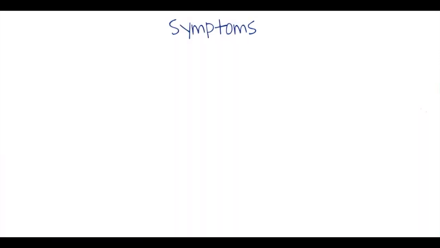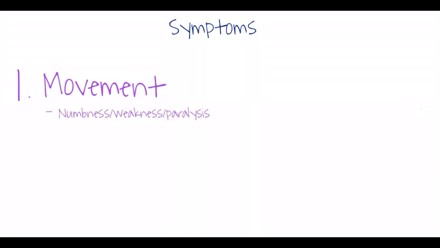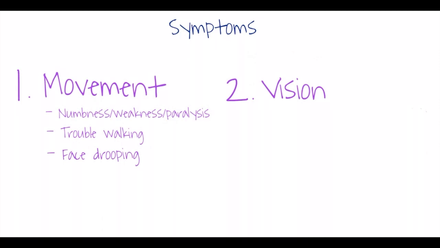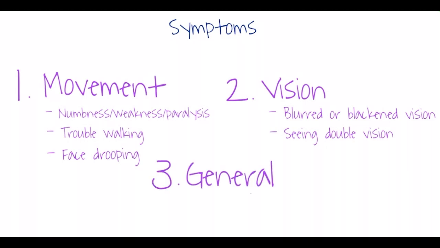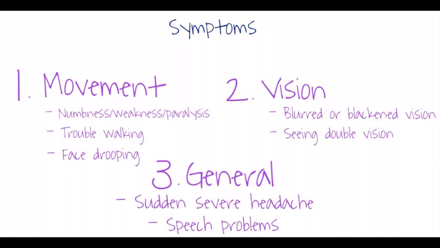Moving on, there are numerous symptoms of stroke, and they can be split into three main categories. The first category includes symptoms that affect movement, and these are numbness, weakness, or paralysis in the face, arm, or leg, particularly on one side of the body, trouble walking, and face drooping. The second category is vision problems in one or both eyes, including blurred or blackened vision, or seeing double vision. And the third category is general symptoms, which include sudden severe headache, or speech problems, including difficulty speaking or understanding speech.